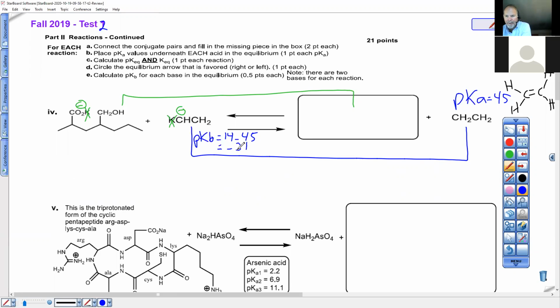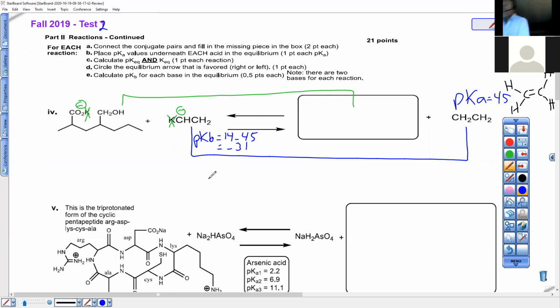I would like to point out right now that if on the test you just wrote pKb equals -31, I would give you full credit. But if you knew how to do this problem and only wrote down by mistake pKb equals -21 because you did a math error, you get nothing. If you wrote pKb equals 14 minus 45 equals -21, you get half your points back. So it's a half point for the whole thing anyway. So you get a quarter point instead of 0 if you show your work. No partial credit for no work shown.